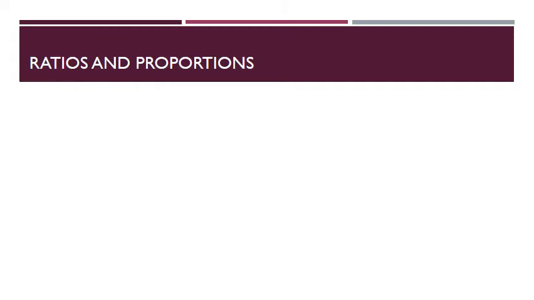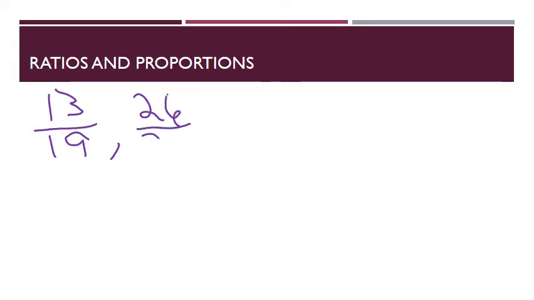Let's take one more. All right, here we got, well, I'm going to work this one both ways. I've got 13 over 19, and I'm being asked, is this equivalent to 26 over 38? Now, I'm going to use the cross product here in a moment, but when I look at 13 over 19, those are two prime numbers. I can't do anything with it.